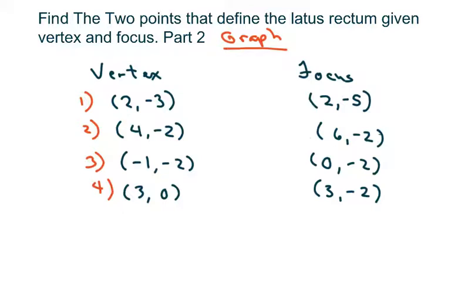If you notice that in the first problem both x's are 2, that means they both lie on the vertical line x equals 2. Since the focus is below the vertex, the parabola is going to open down.